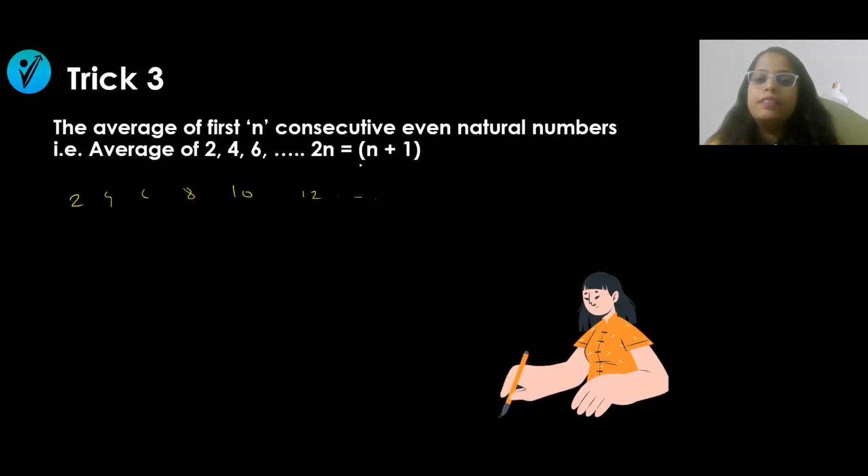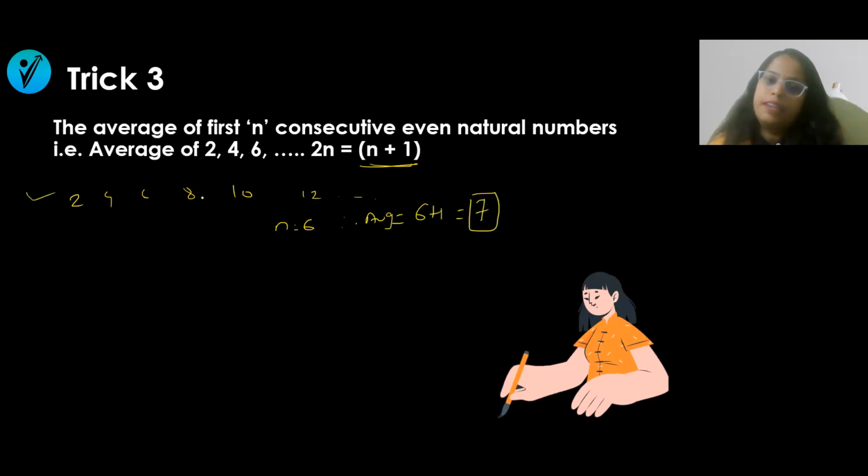For this one, the trick is n plus 1. That means if I take 1, 2, 3, 4, 5, 6 up to 12, n will be 6. So average will be what? Average will be n plus 1, that means 6 plus 1. So average will be 7 for this 2, 4, 6, 8, 10, 12. If you take only up to 2, 4, 6, 8, 10, that means 5 terms are there. N is equal to 5. So average will be n plus 1, which means 6.